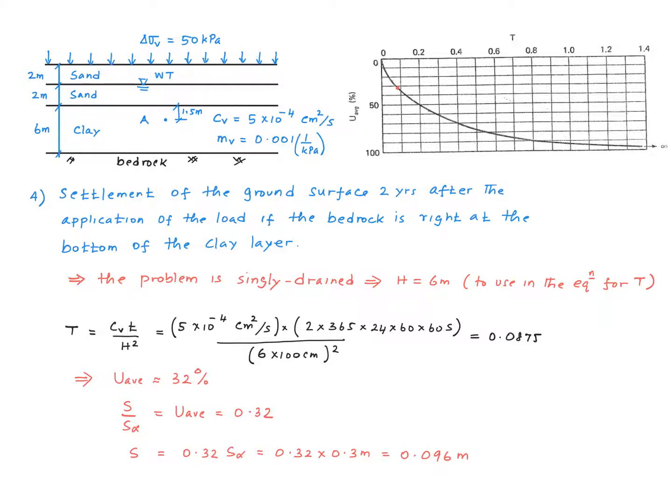So what is happening here is that because the problem is singly drained now, the rate of settlement is slower. When the problem was doubly drained, U average was 65%. Now it's basically cut down to about half of that, 32%.